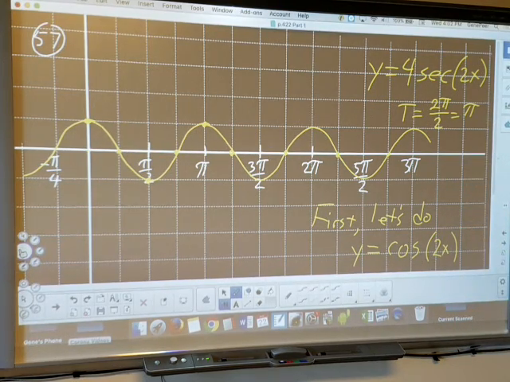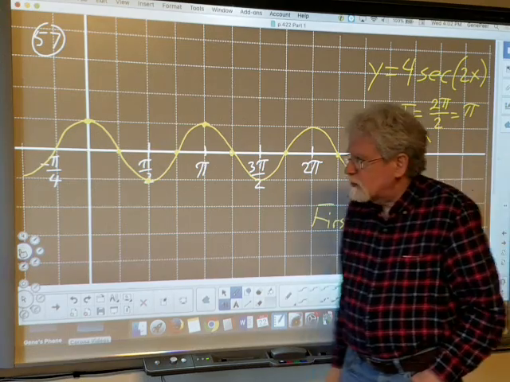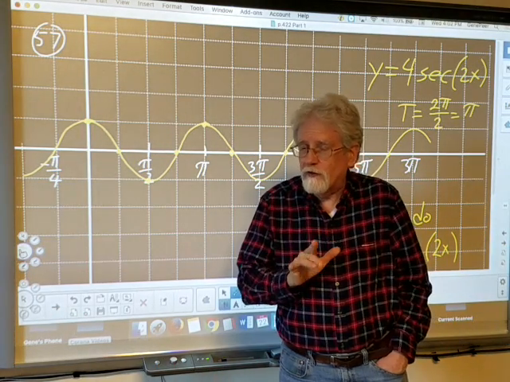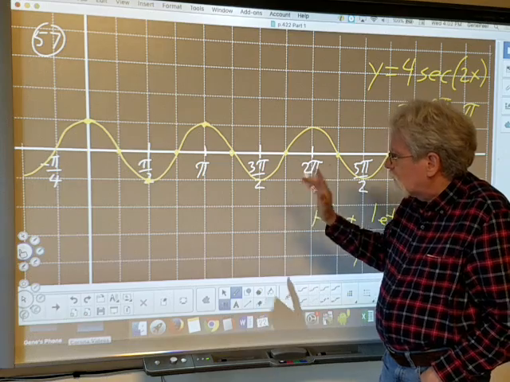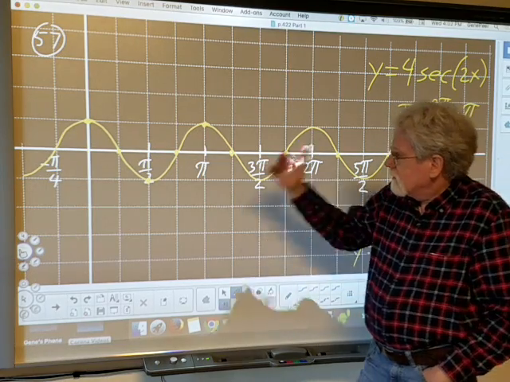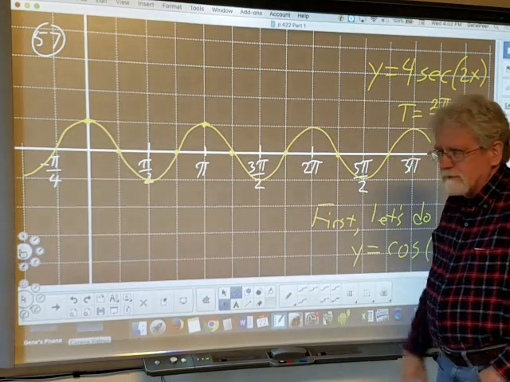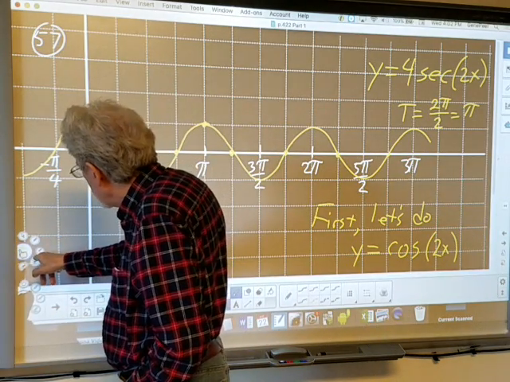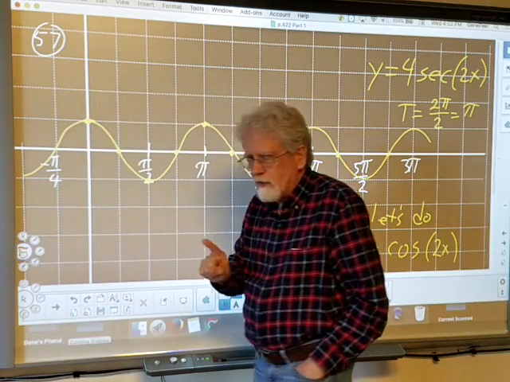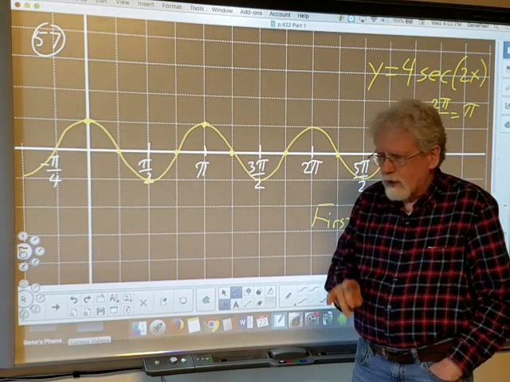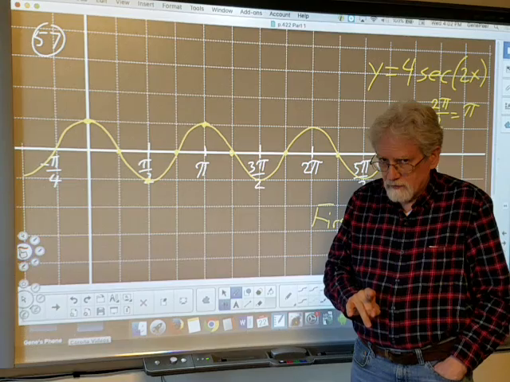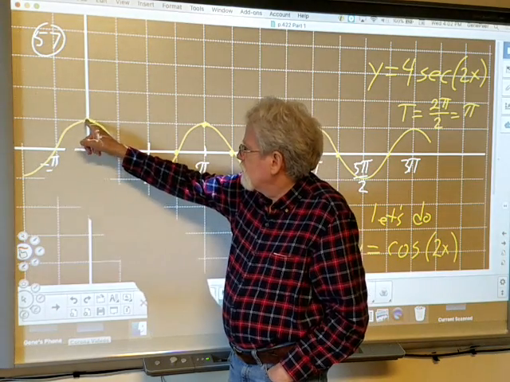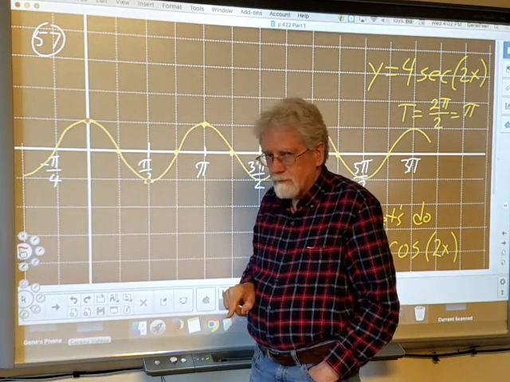But we don't have cosine of 2x. We have 4 times the secant of 2x. Do you remember? And you probably do. It's one of the more interesting functions. Do you remember how to graph the secant function? You start with cosine, but then, remember, for secant, everything that was a 0 becomes an asymptote. And your maximum and minimum points don't move.